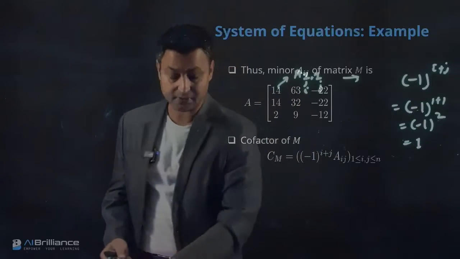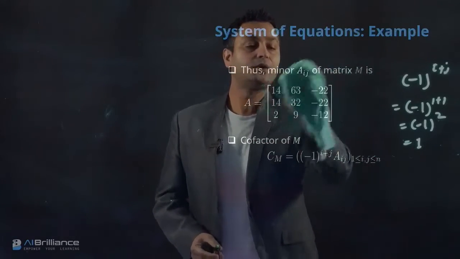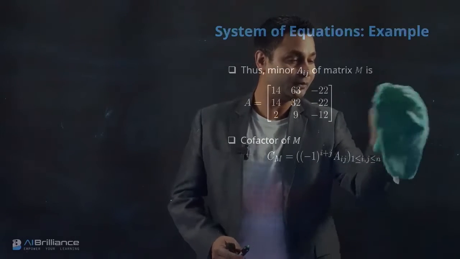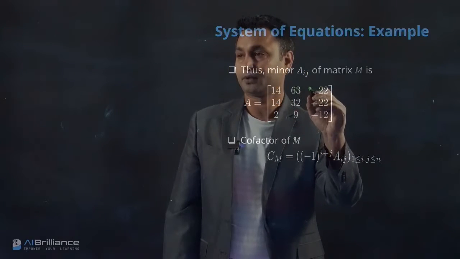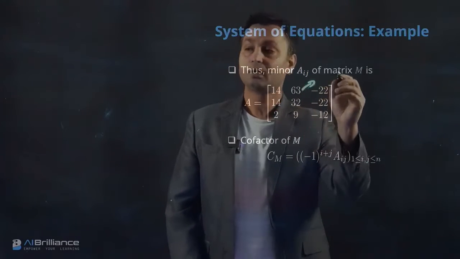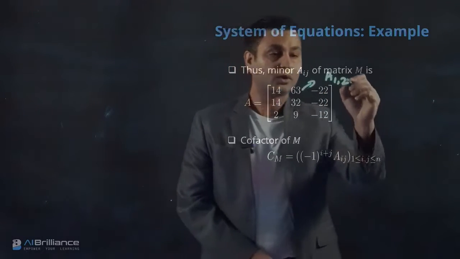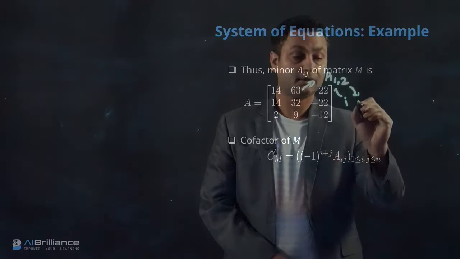Now let's take the second element and see what is going to happen when we are trying to determine the cofactor matrix from the minor matrix. The cofactor is the modified version of the minor matrix, and how do we do that? Let's take this element. This element is A12. So what is i? The i is this index. What is j? The j is this index.